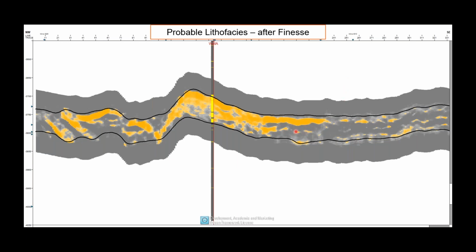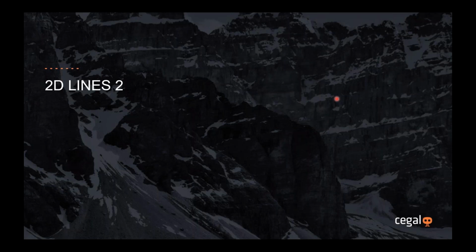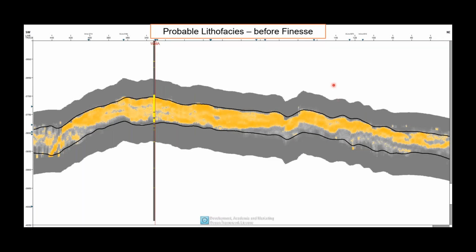So both in the shaly area, but also in the sandy area. Let me flip a little between before and after Finesse. We can also have a look at a second line. This is again the probability of facies before Finesse, and this line is approximately perpendicular to the previous one.